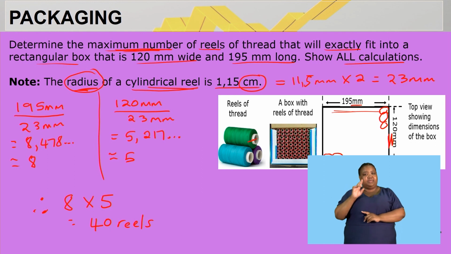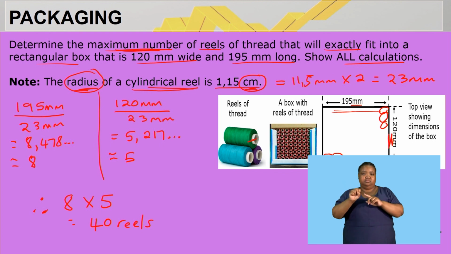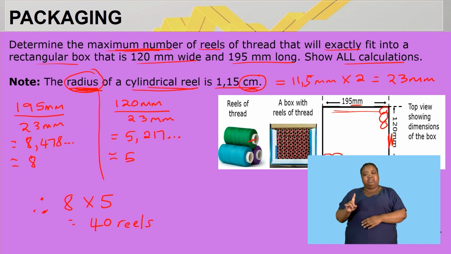Let me run through this one more time. Guys, remember I said, if you look at it, the unit of your radius is not the same as the unit of the rectangular box, right? We see here we're working with millimeters, here we work with centimeters. So the first thing is I converted my centimeters into millimeters by multiplying that by 10. Then I also indicated that here we gave you the radius, but we needed the diameter. We know diameter is double your radius. So therefore I took the radius, I multiplied that by 2.